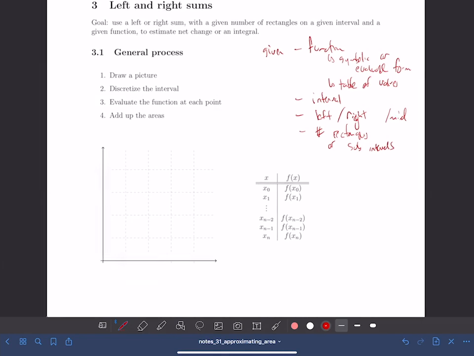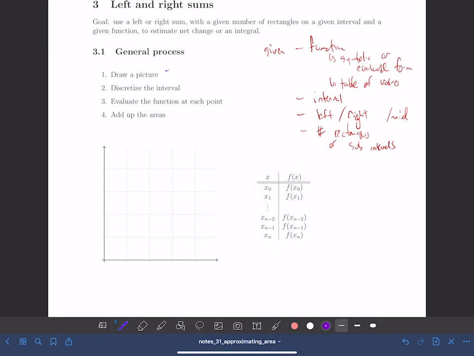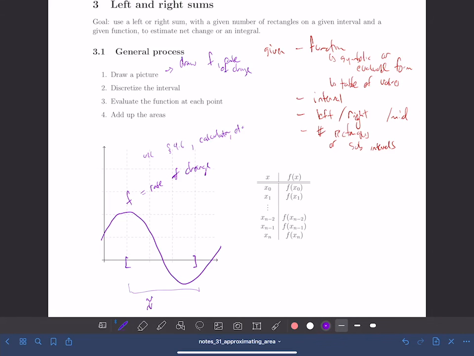So what we're going to do is we're going to draw a picture. I love starting with a picture. First thing I'm going to draw a picture, and I'm going to draw f, the rate of change, right? There's my f. Right, and we can use section 4.6 to do that, or a calculator, etc. We're going to draw the interval. I like using script I.